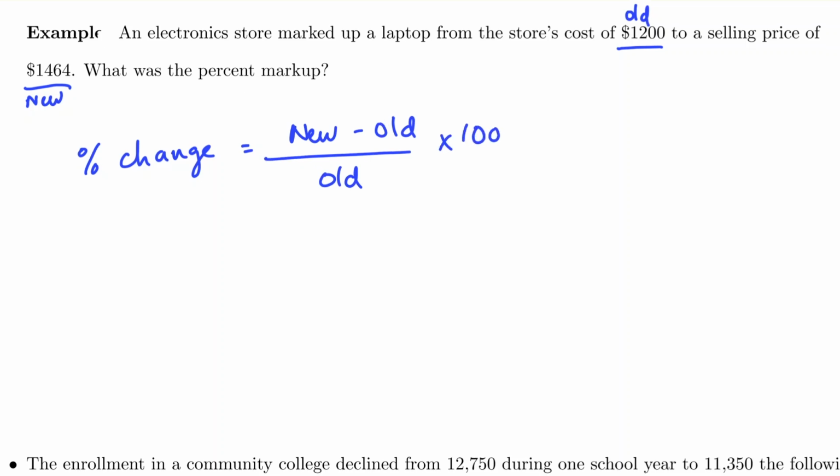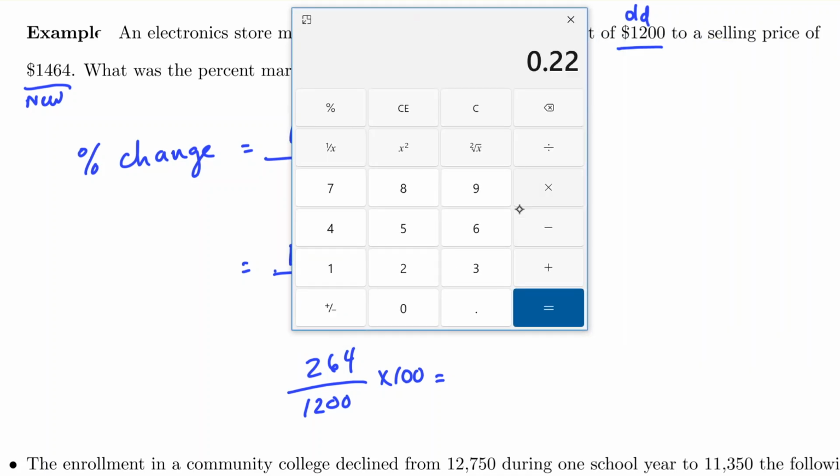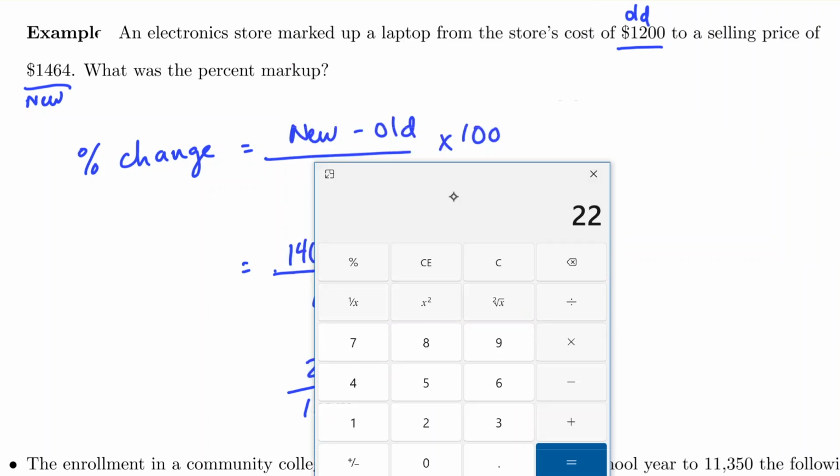Let's fill in our formula. And we get new of 1464 minus 1200 divided by 1200 times 100. Now we can use our calculator. 1464 minus 1200, 264 divided by 1200 times 100, 0.22 times 100, and we get 22% increase was the markup.